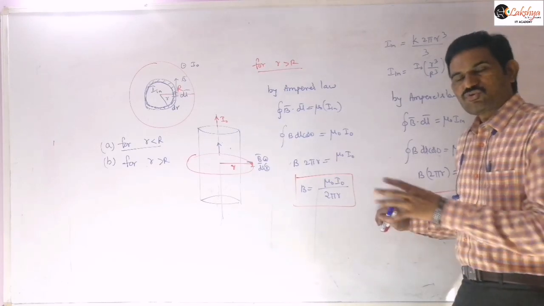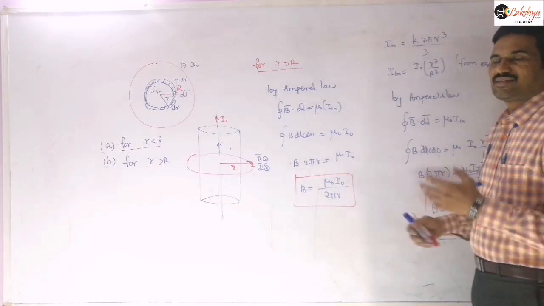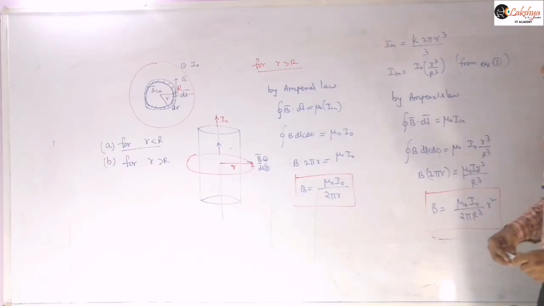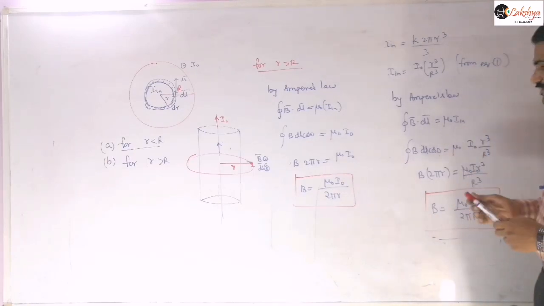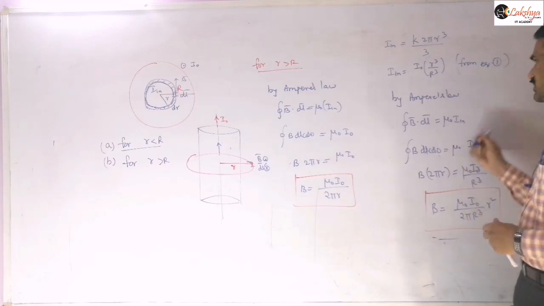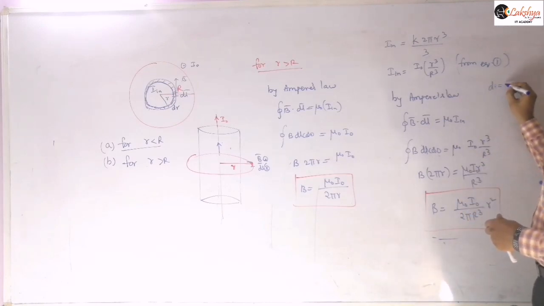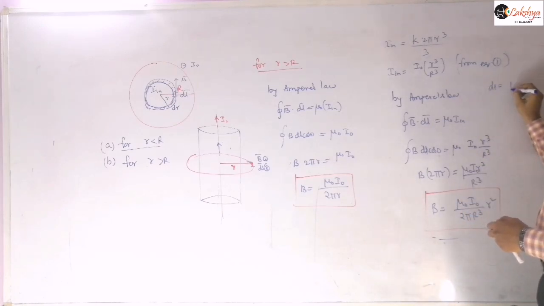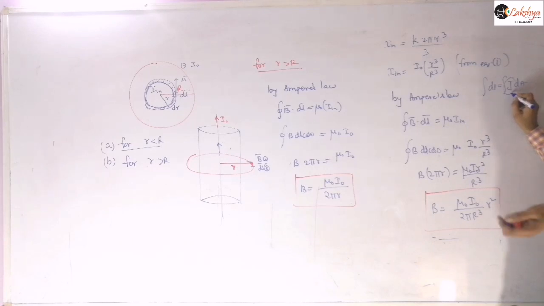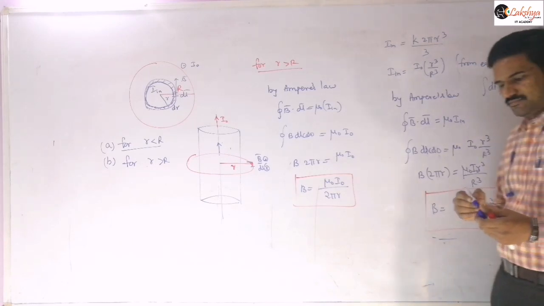Is it clear? So this is the way of calculating this in case of variable current density. That means the dI calculation is important there. We take the dI element as dI is equal to J into dA and we integrate. Whatever J expression is given, we need to substitute here. That is the procedure to calculate that, right?